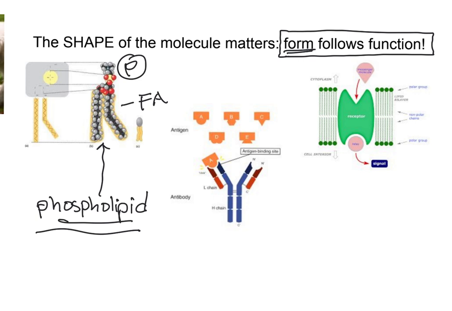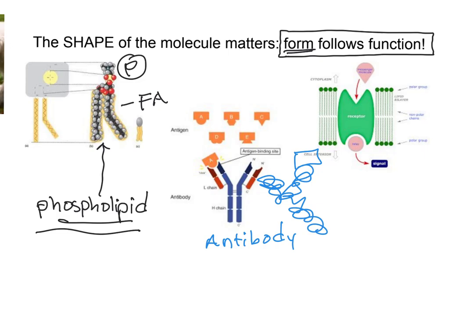Here's another example of shape being really important. This is an antibody. Let's say that you are exposed to the flu and your body is fighting off the flu. It's going to create this antibody here. If you were to look at the protein, it really is shaped like a Y, the way it folds. These top parts of it, let me put a different color on there so you can see what I'm doing, this is what we call the antigen binding site.